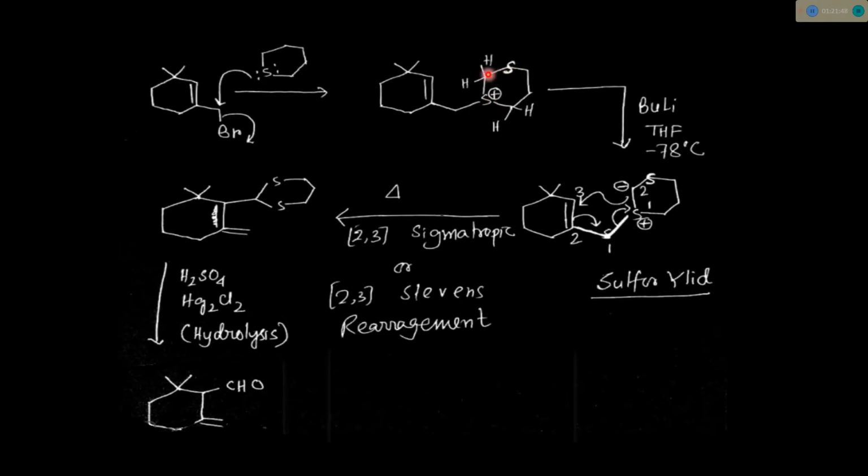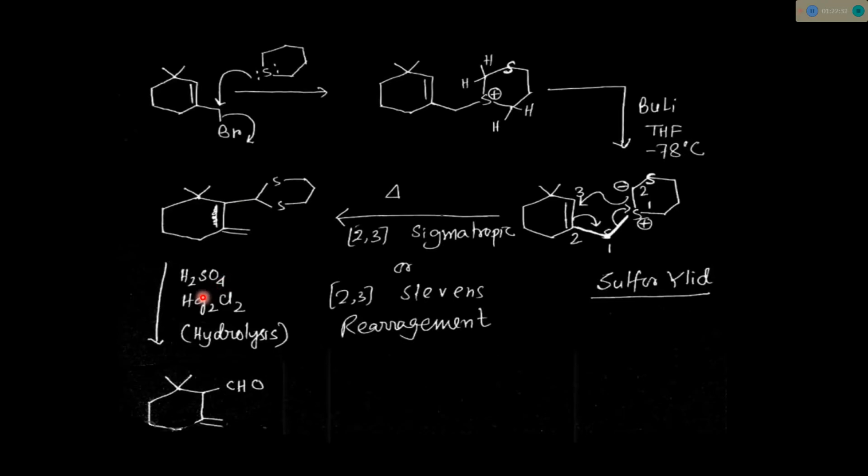The hydrogen between these two sulfurs is more acidic, because there are two sulfur atoms adjacent to this hydrogen and one sulfur is positively charged. This hydrogen is abstracted by butyl lithium. This sulfur ylide is a perfect starting material for a sigmatropic reaction. This type of reaction is also called Stevens rearrangement. So this 2,3-sigmatropic reaction will happen, and this bond will break, giving this type of product.